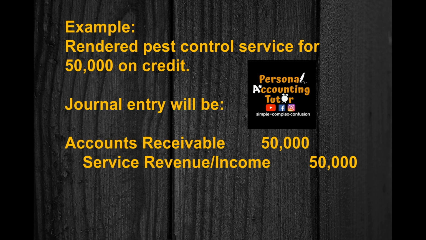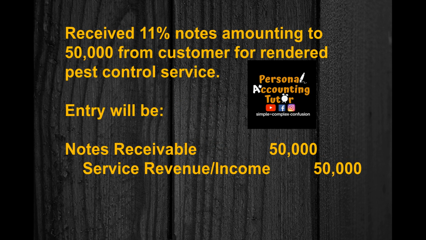Then, if we have this example, receive 11% notes amounting to 50,000 from customer for rendered pest control service, entry will be, observe the difference, debit notes receivable 50,000, credit service revenue or service income 50,000.